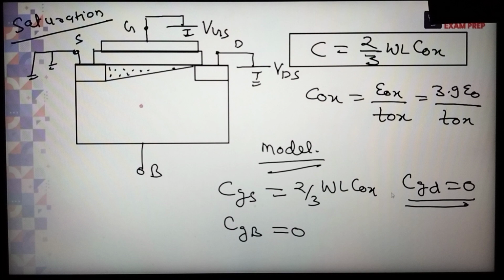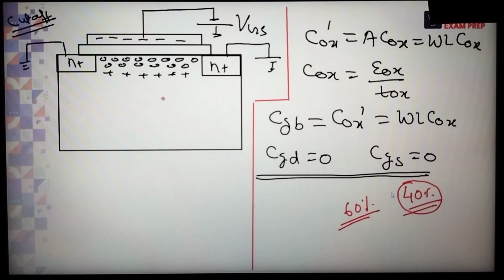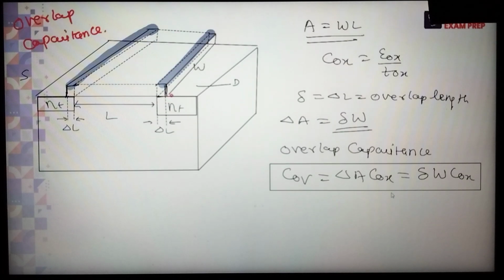What is the CGB? No need to add here. In cutoff, this is 0. So CGD is 0 plus COV, CGS is 0 plus COV. No need to add it to the body capacitance. Okay? So in every case, we have to add this overlap capacitance to CGD and CGS.